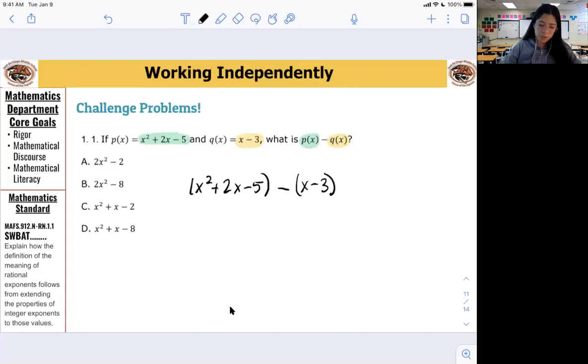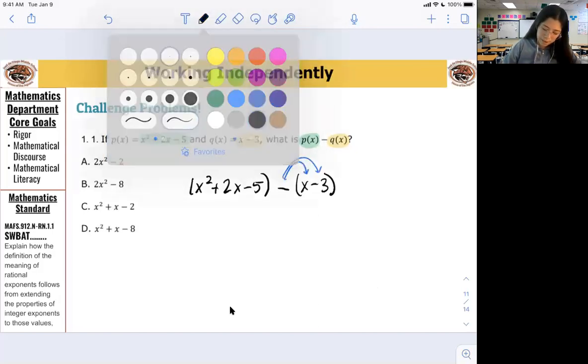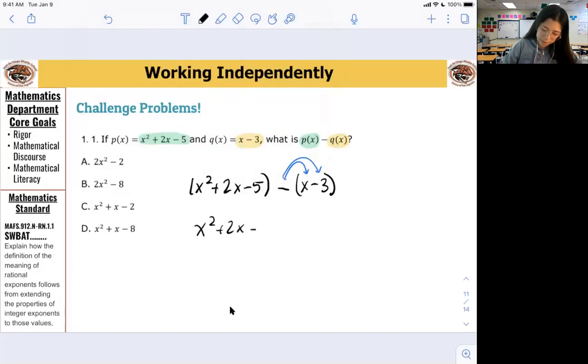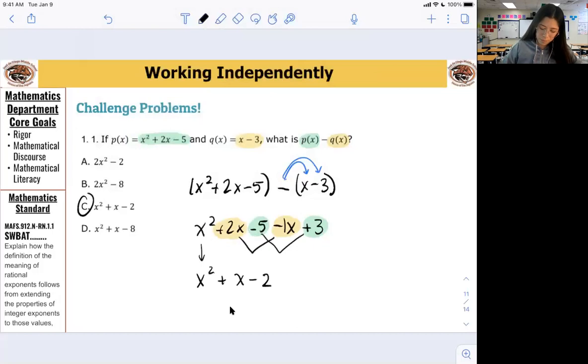So first things first, I distribute my negative. I'm going to rewrite it. I have x squared plus 2x minus 5 minus x plus 3. Then I have like terms right here, and I have like terms right here. The x squared doesn't have any like terms, so when I write it down, I just copy it right down. 2 minus 1 gives me 1, so 1x. And negative 5 plus 3 is negative 2. So answer choice C was correct. Good job if that's the one you chose.